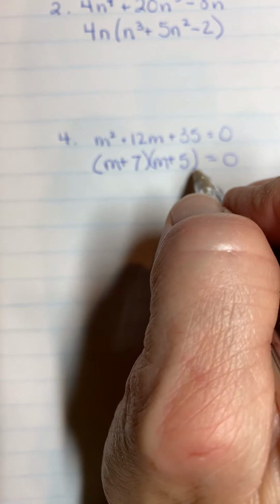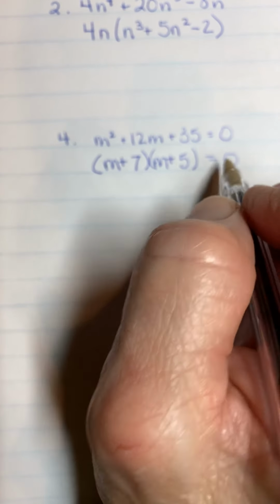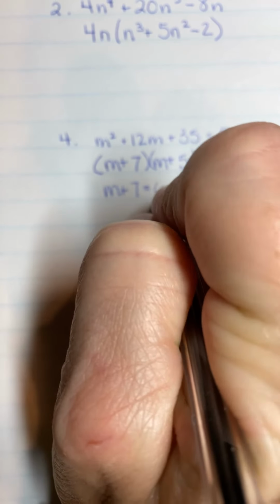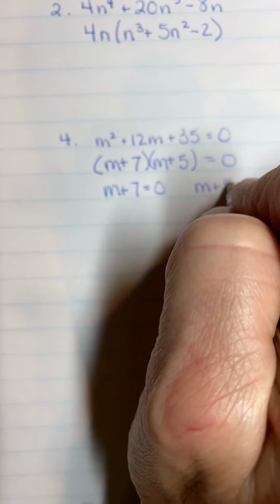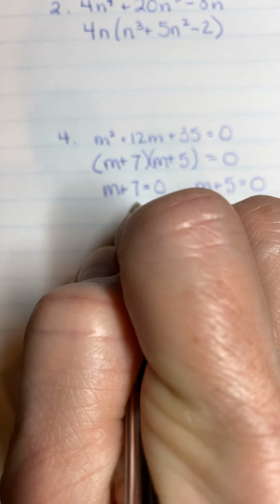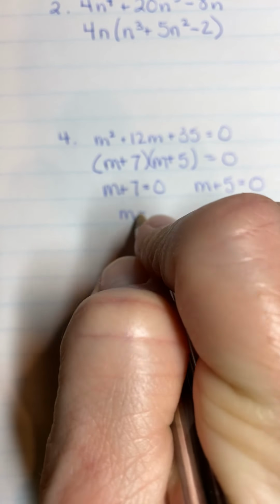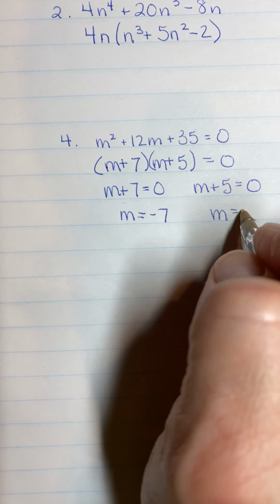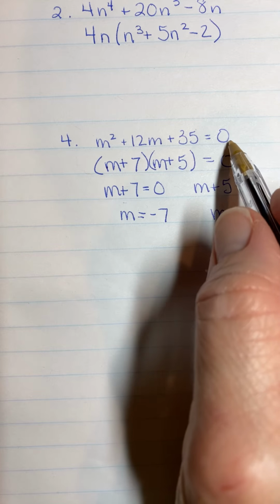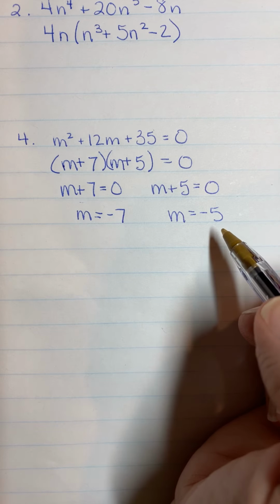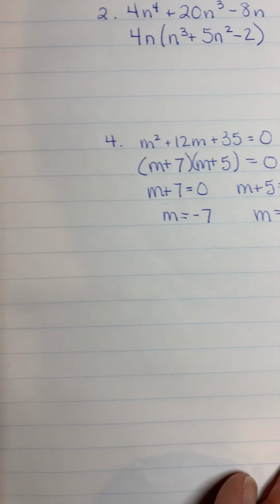So some of you put this as your answer. You missed 1 point because you didn't complete by solving. So now we apply the zero product property. We set each factor equal to 0, and then we solve. So subtract 7, we get m equals a negative 7, and subtract 5, m equals a negative 5. So on the quiz, if you have something equal to 0, make sure that you finish it off by solving.